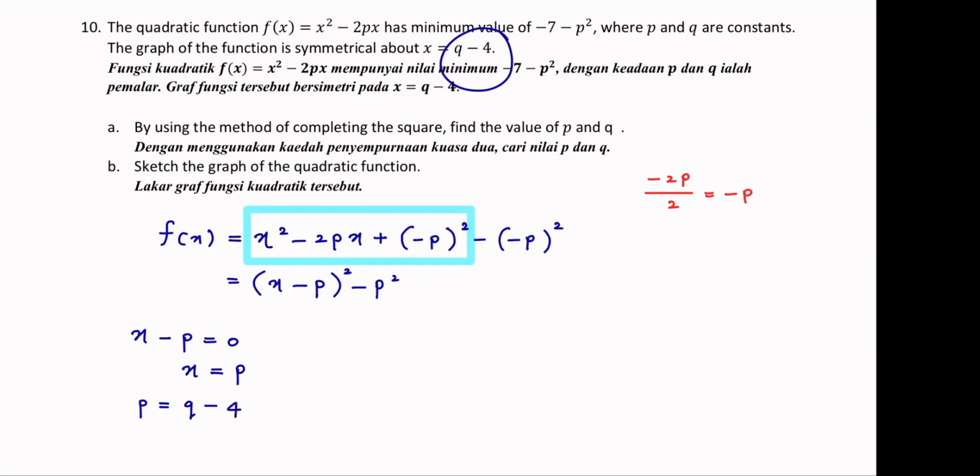Q minus 4. Okay. So next, P square. Ni kenapa dua-dua hilang? Why must put square? No, completing a square can add a square lah. Why need to put square? Because completing a square, what? This is a completing a square method. We need to do completing a square, what?